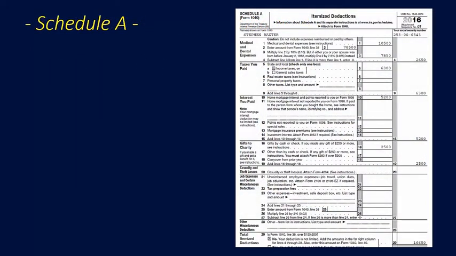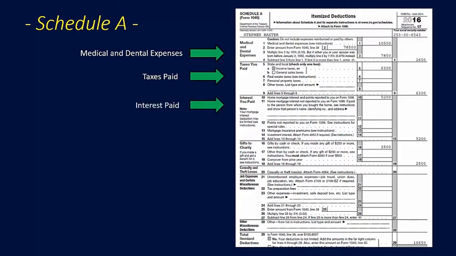Here's an example of a Schedule A. In each section, we'll take a peek and break the Schedule A apart like we're doing on the 1040. We'll break it up into its individual sections. First, the medical and dental expenses. Then we have taxes that you paid. Then we have a section for interest that you paid.